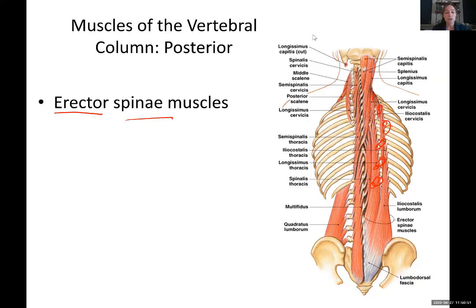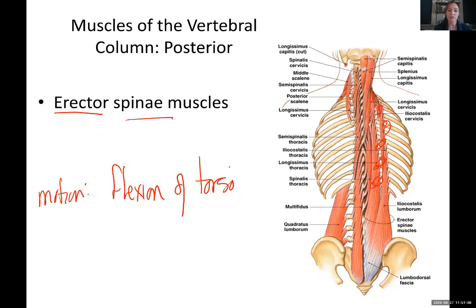So if we go to our example, if I were to give you a motion, and the motion is flexion of the torso. Flexion of the torso, that's bending forward. I'm going to put my little skeleton guy back. Flexion of the torso. If we have the agonist, also known as the prime mover, in this case, it would be rectus abdominis.